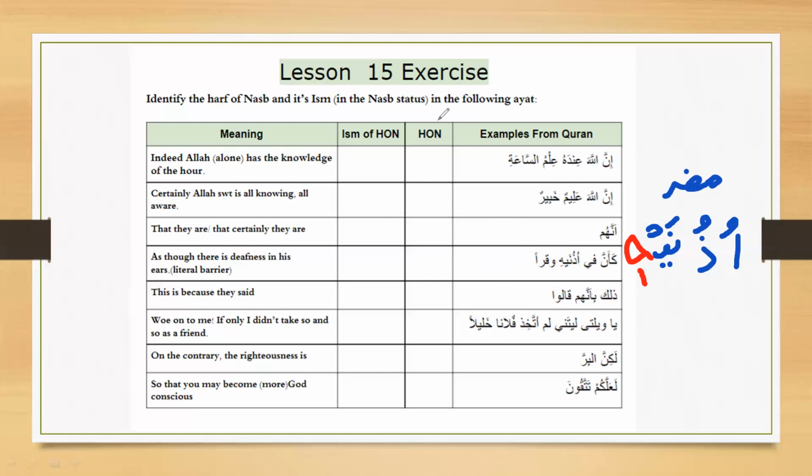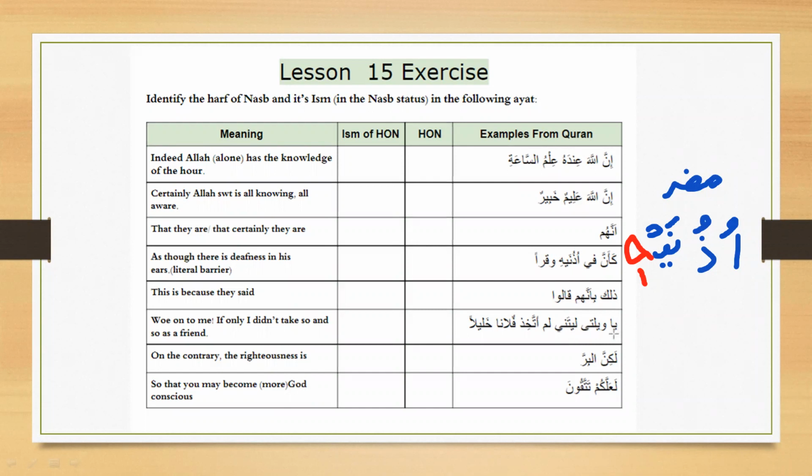Okay, now the next one, zalika bi annahum. So which one is the harf of nasb over here? Zalika bi annahum. Bi anna. Bi anna is the harf of nasb, and qalu is fail. Let me tell you, qalu is fail, so it cannot be ism. Whom is an attached pronoun, and whom can be nasb in status. So bi anna and whom are the harf of nasb fragment.